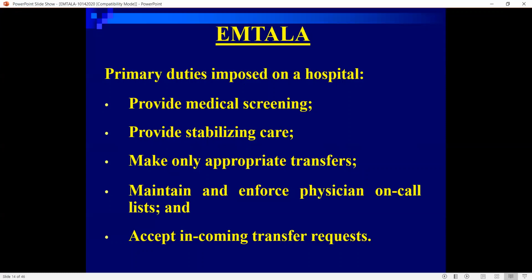Importantly, that requirement ends at the time that the patient is admitted. So all EMTALA duties and responsibilities end at the time a patient is admitted, which, not to go too far off our presentation here, I'll give you a brief example of how that plays out in a lawsuit that I handled, which was disposed of maybe a year ago.